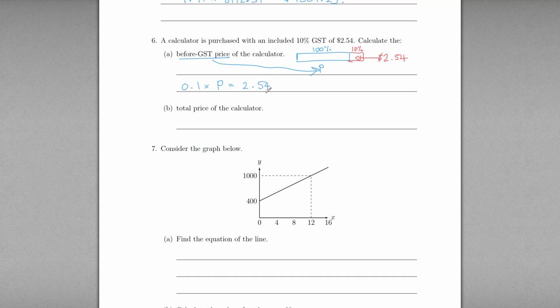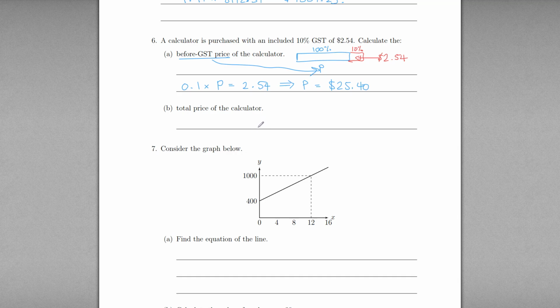2.54. Okay, now at this point you can of course divide by 0.1, get your answer, but you can also see if I know that 10% is 2.54, to get 100% I can just times by 10. That does the same thing, it's the same calculation really, but I can just make it a bit easier. So I times by 10 and I get P is equal to $25.40. Okay, so 10% included is $2.54, so that 100% original price is that multiplied by 10, so 25.4.